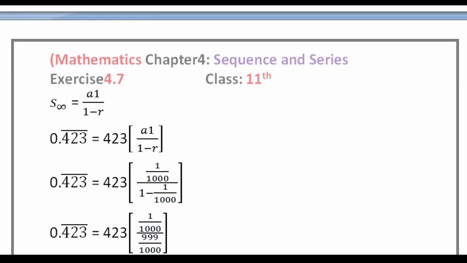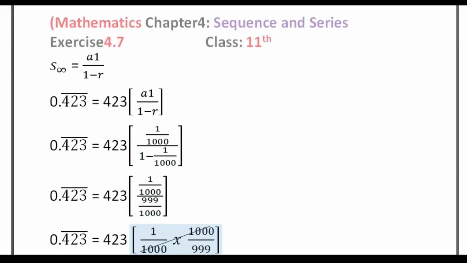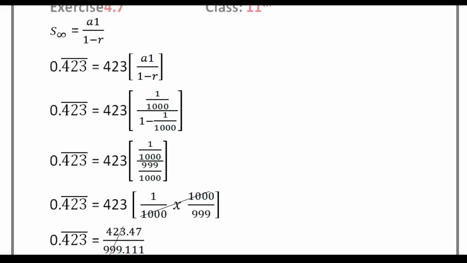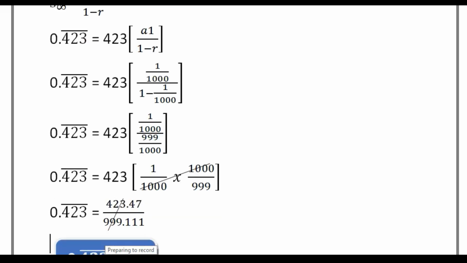So this can also be written with numerator form, that is 1 divided by 1000 multiplied by 1000 divided by 999. So 1000 cancels, giving 1 divided by 999. So 423 divided by 999. 423 cancel 47, so 999 cancel.